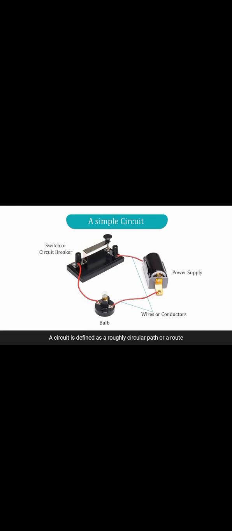Let's first understand the meaning of a circuit. A circuit is defined as a roughly circular path or a route that starts and finishes at the same point. Now let's see how many types of circuits there are. There are basically two types of circuit. The first one is open and closed circuits. The second one is series and parallel circuits.